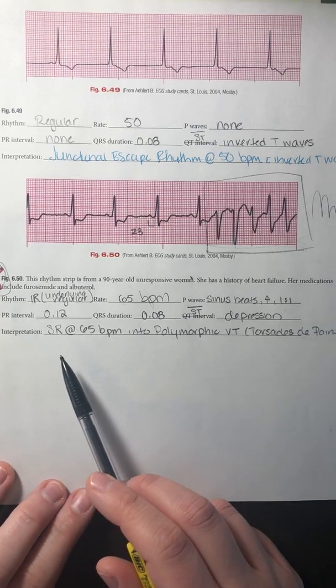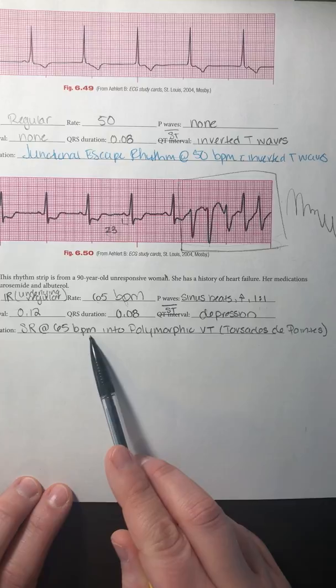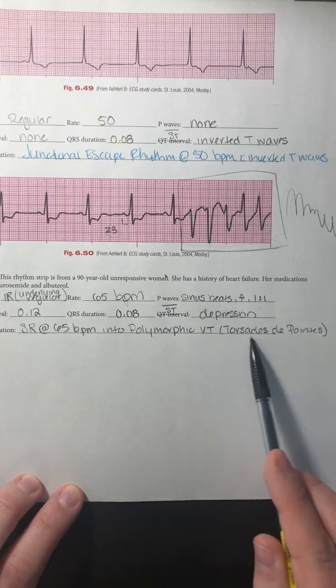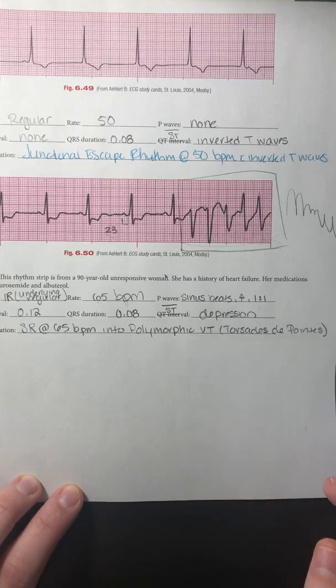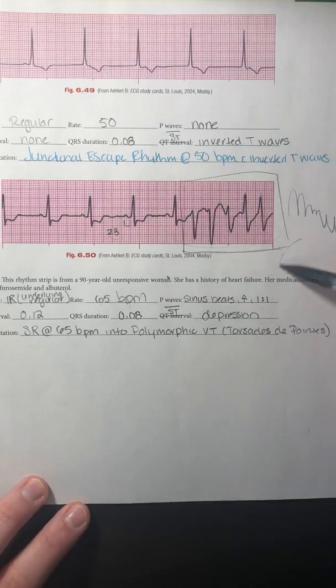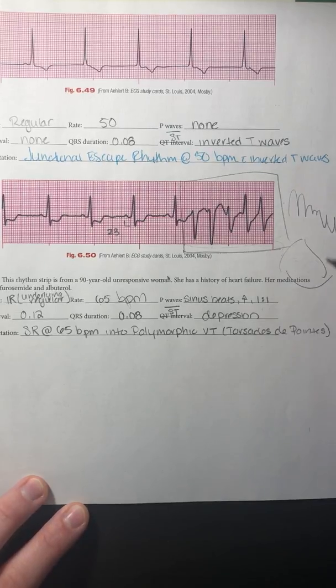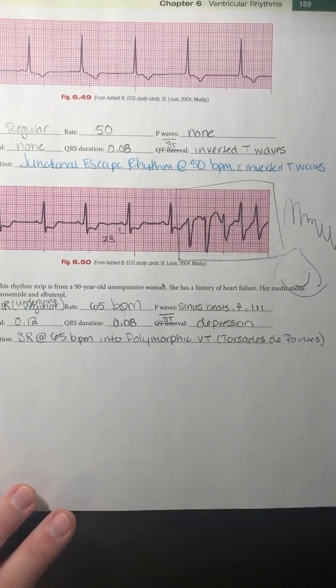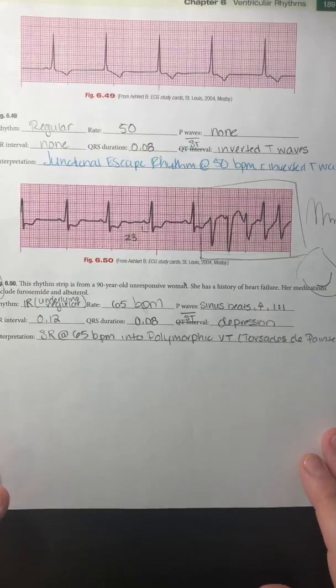So for my interpretation, I have sinus rhythm at 65 beats per minute into a polymorphic VTAC, or we commonly hear it called torsades de pointes. And torsades de pointes means twisting around a point. So it is just ventricular tachycardia. My pacemaker site is just moving from one area of the ventricle into another area, back and forth. And that degrades very quickly into VFib.